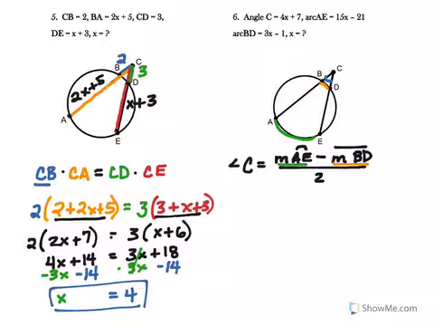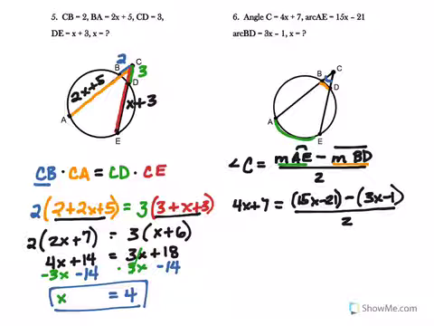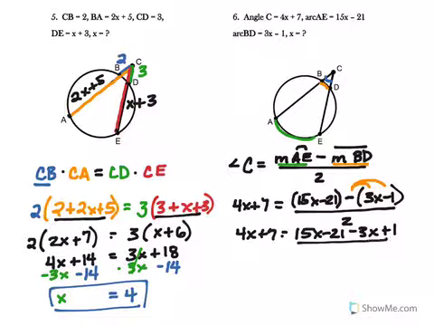It says that angle C is 4x plus 7, and that is equal to the measure of arc AE, which is 15x minus 21. And we have to be careful to put these in parentheses because we're dealing with this subtraction in between. When we have an expression, that minus sign is going to distribute. So BD, the arc BD, is 3x minus 1. And that is all going to be over 2. So the first thing we want to do is distribute this minus sign in, making it a negative 3x, and then a negative and a negative is a positive. So we can write 4x plus 7 is equal to 15x minus 21 minus 3x plus 1, all over 2.